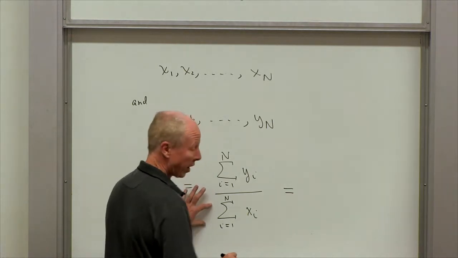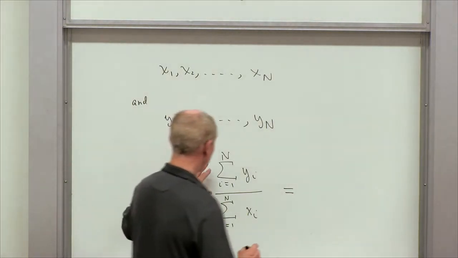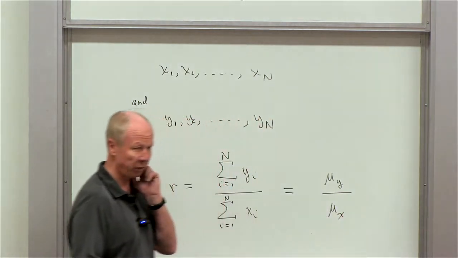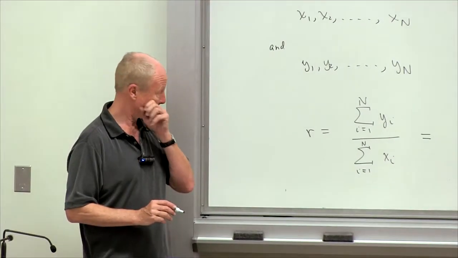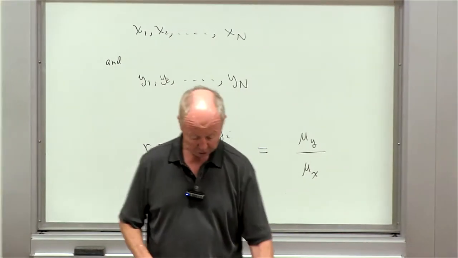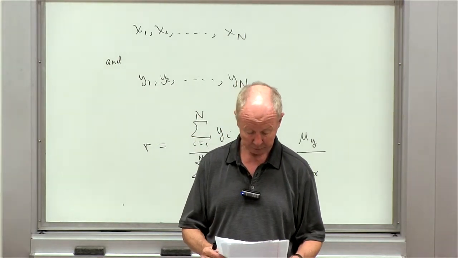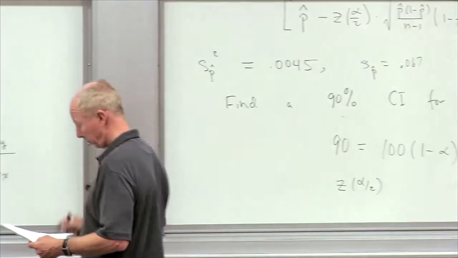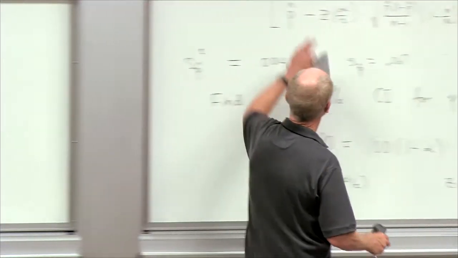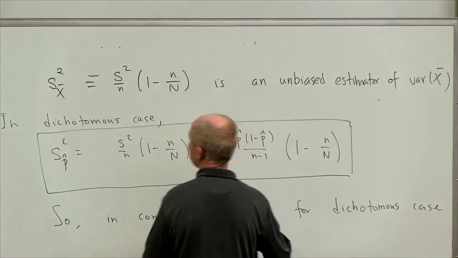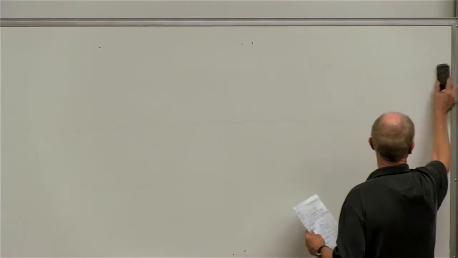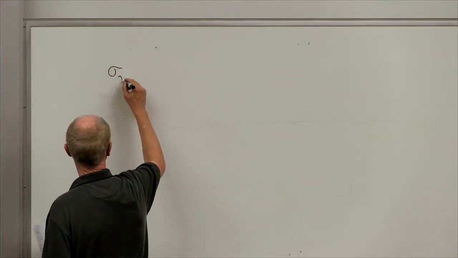Now, if I divide top and bottom by 1 over capital N, it doesn't change this ratio. So I could re-express this as the true mean for the y measurements divided by the true mean for the x measurements. And we'll be interested in estimating R by taking a sample. Okay, we'll need the population covariance.